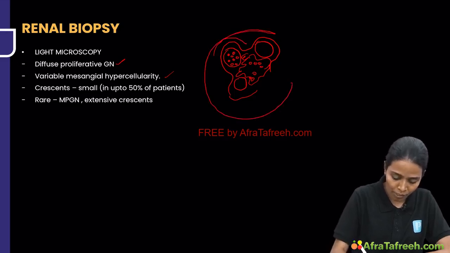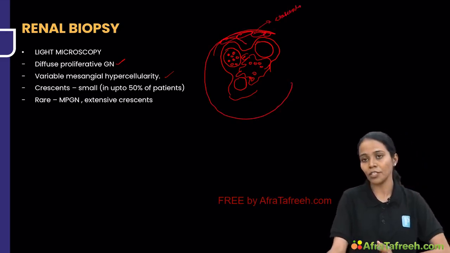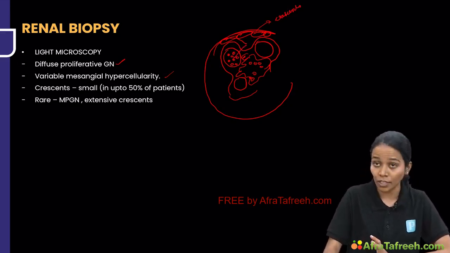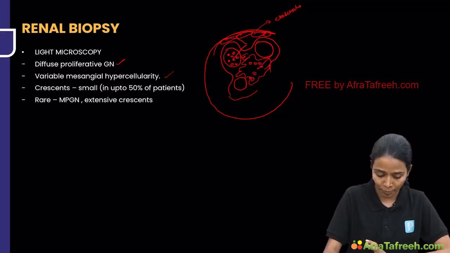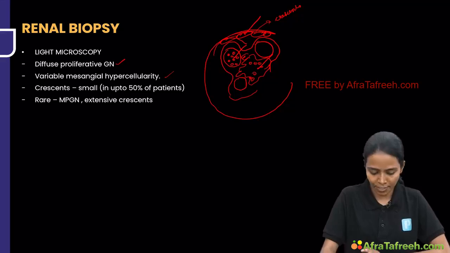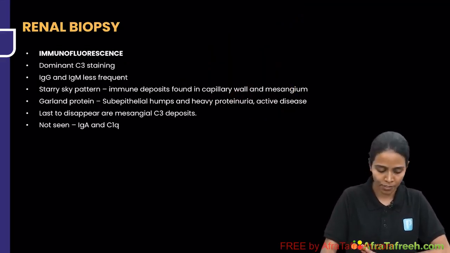So here also if there is proliferation, then it is going to be crescents. Everywhere there is so much inflammation that there is going to be proliferation. So there can be endothelial proliferation, or it can be in the mesangium, or it can be outside as crescents. Rare is MPGN or extensive crescents. Crescents are generally small and are seen in only 50% of patients.